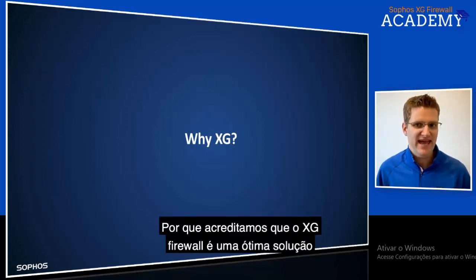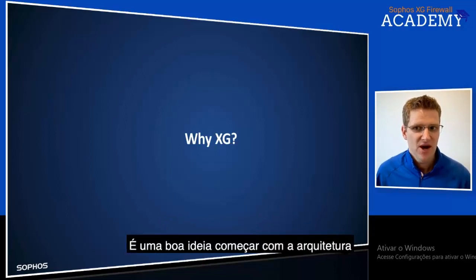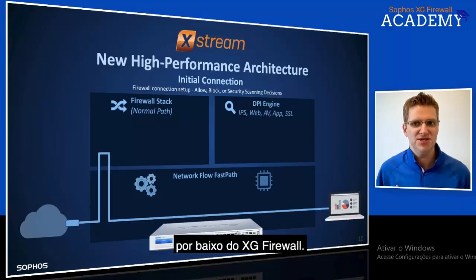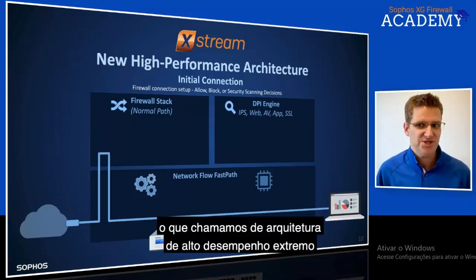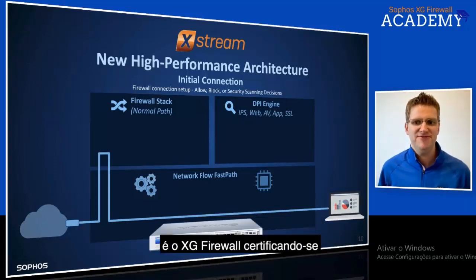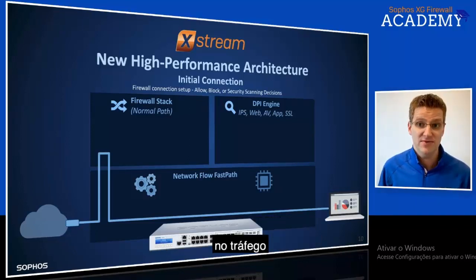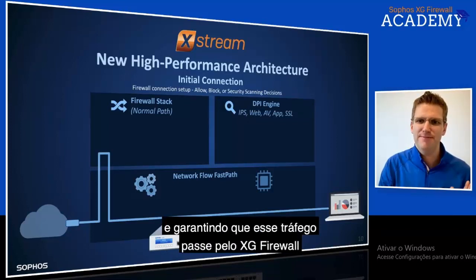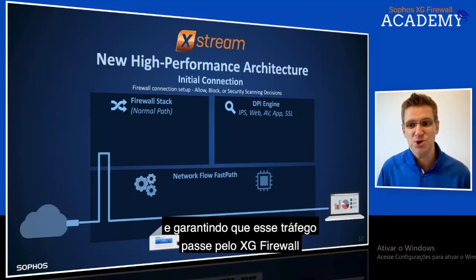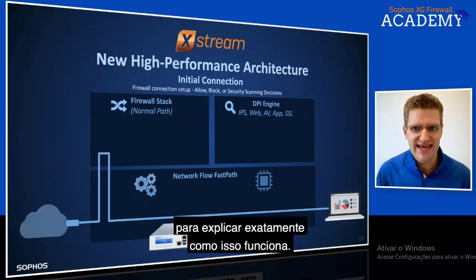Why do we believe that the XG firewall is a great solution for any network infrastructure? Well, it's worth starting with the architecture that sits under the bonnet on the XG firewall. And we utilize what we call the extreme high performance architecture on the XG firewall. And the best way to think about this is the XG firewall essentially making sure that we are not performing checks on traffic that we don't need to, and making sure that that traffic passes through the XG firewall as quickly as possible. And I have a couple of diagrams here to explain exactly how this works.